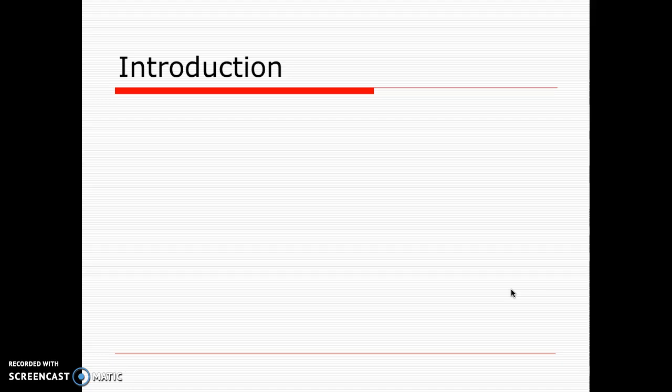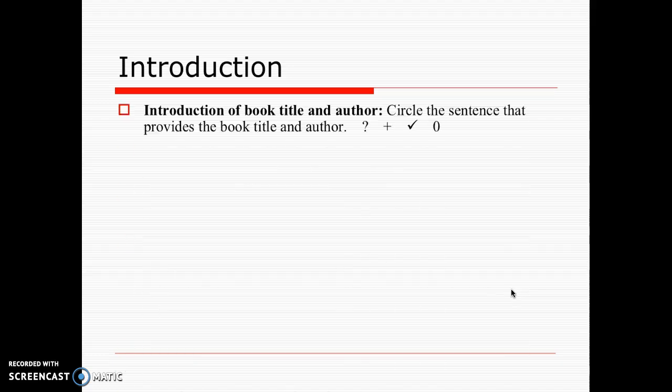So we're going to look at the introductions first, and what you're going to do is take a look at that sentence where you've introduced the book title and author, circle the sentence that you've done that in, and then just do a quick evaluation. Put a question mark by there if you have questions about this part. There's something that you're not sure about, okay? Write that question down for yourself. Don't think that you're going to remember it.